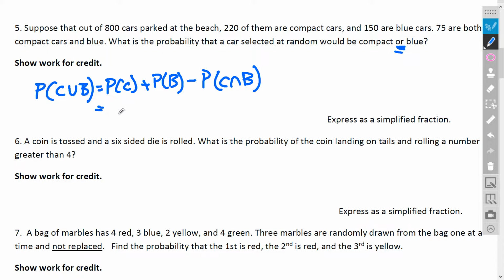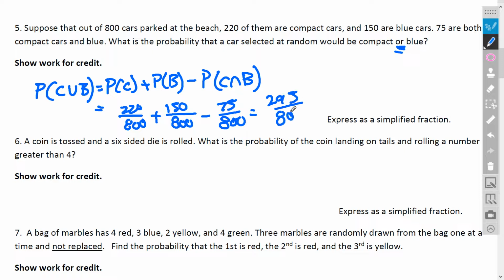So compact, 220 over 800. Blue is 150 over 800. The intersection, 75 over 800. Okay, so we got 220 plus 150 minus 75, so 295 over 800. And then you can simplify that in the calculator, 295 over 800, 59 over 160.